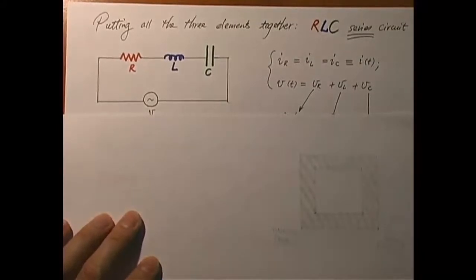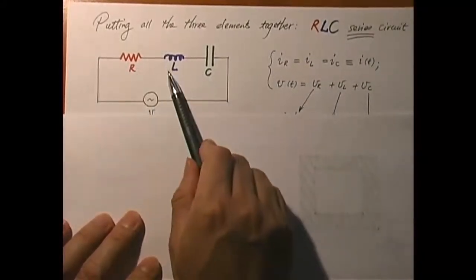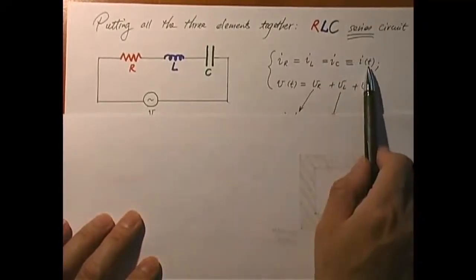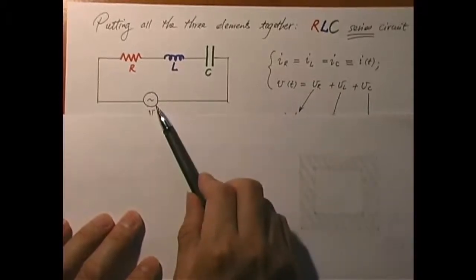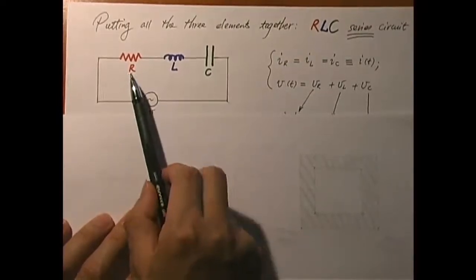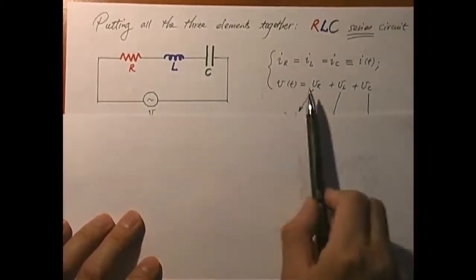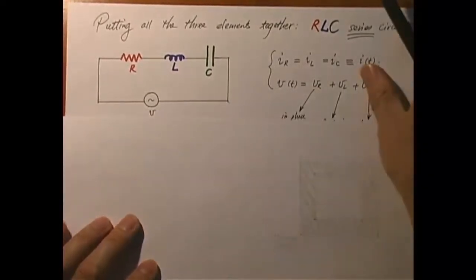When I apply Kirchhoff's rule, I get two equations. One is that all these currents are the same: I_R, I_L, and I_C are all the same. We call it I, a function of time. The potential EMF V provided by the power supply is divided among these three elements, V_R, V_L, and V_C. So V, which is also a function of time, equals V_R plus V_L plus V_C.